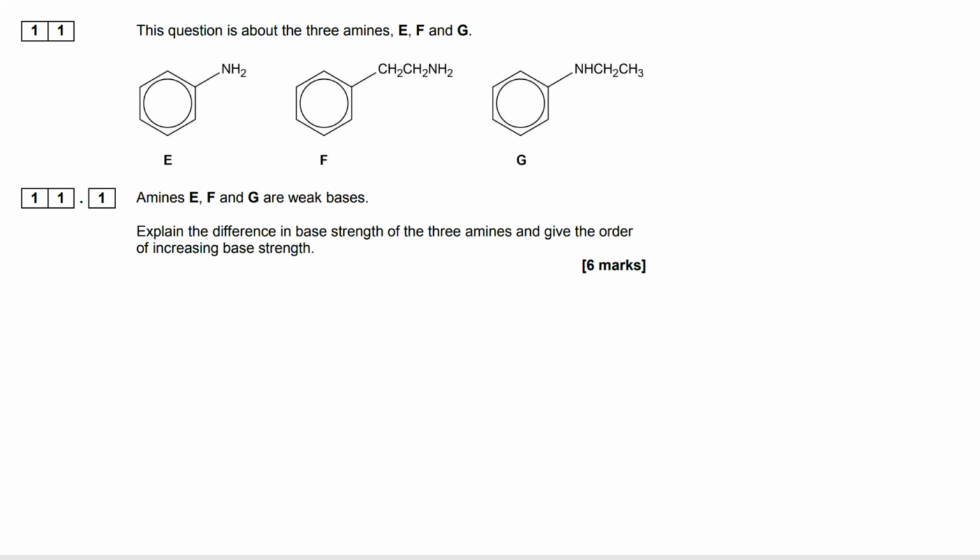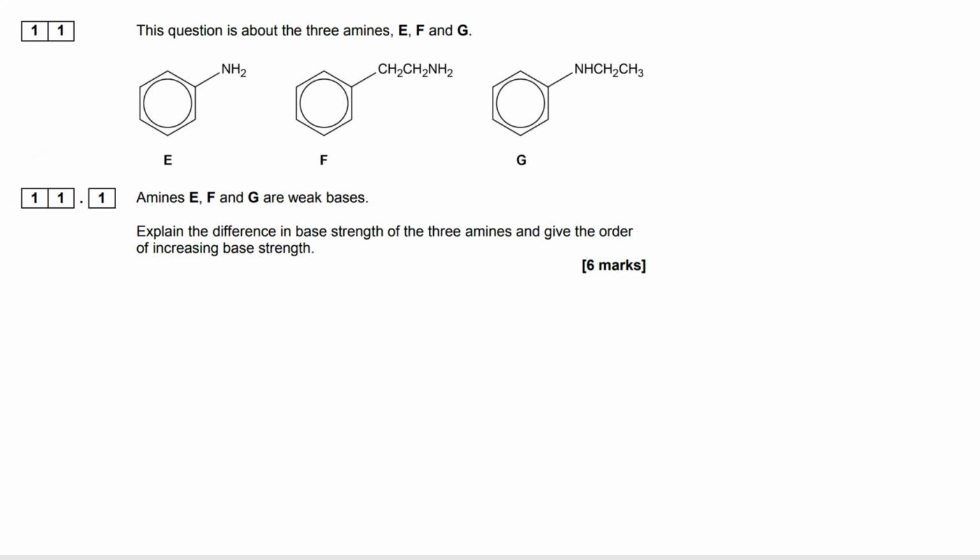Okay, so an amine question, and more specifically, the relative base strength of amines. So let's have a look. We have got E, F, and G, all are weak bases. In E, the NH2 is bonded directly to the benzene ring. On F, we've got the NH2, which is on the end of a chain, which is attached to it, and so we are potentially considering the inductive effect. And in G, we've got the inductive effect again, but we've got the N also bonded directly to the ring.